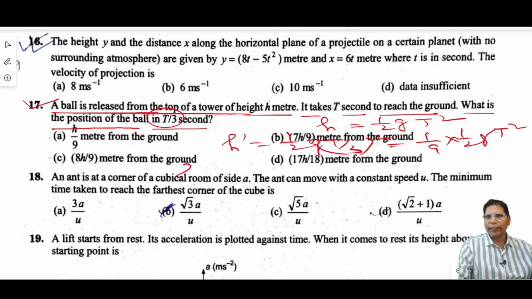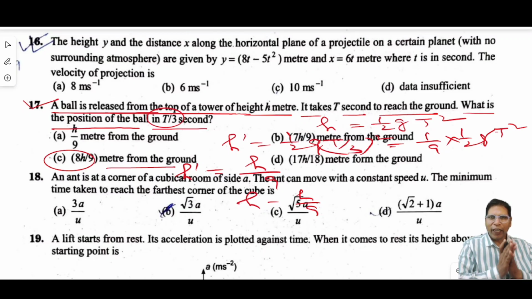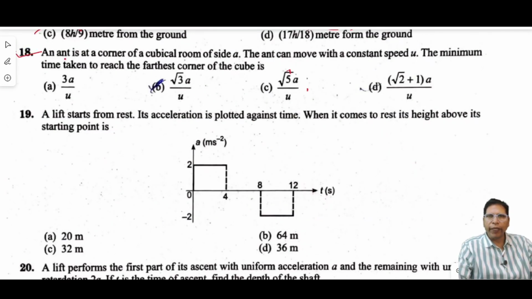Okay. So look at this, h dash equal to h by 9. Okay, so look at this, now the distance from the ground, this is the h minus h by 9. So this is the 8h by 9 meter from the ground is the distance of the particle at time capital T by 3 seconds. Okay, next. Now question number 8.